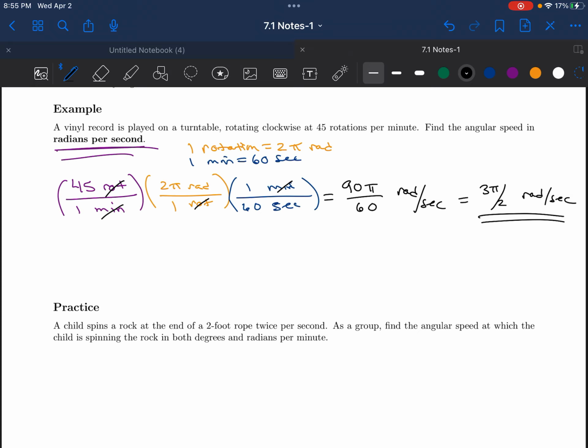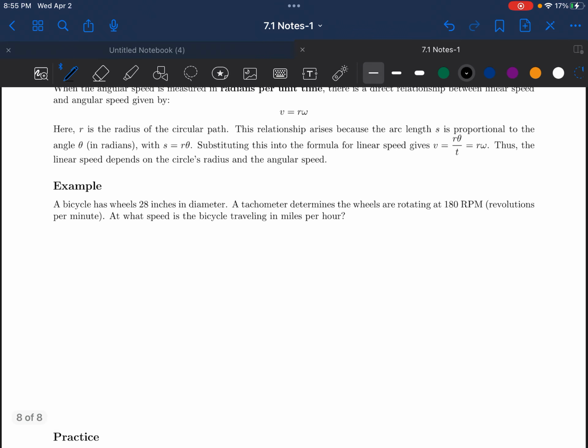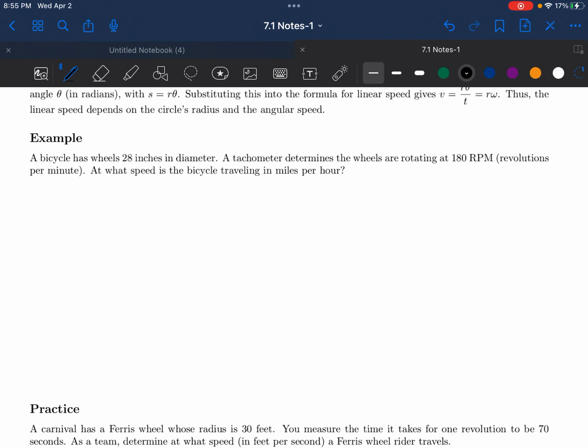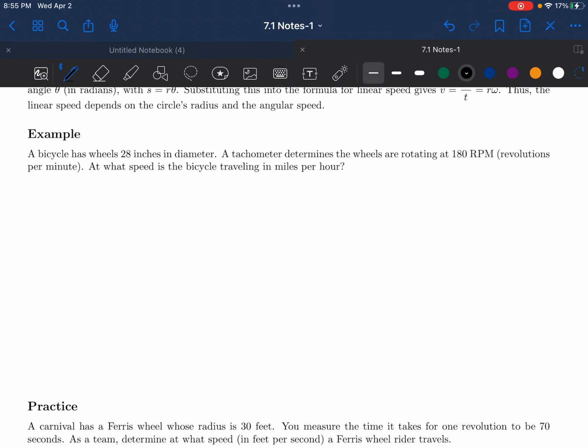All right, so that is angular speed as an example, and then for linear speed, we have a bicycle wheel that's got a 28-inch diameter. Be careful there, being given the diameter, not the radius. And so the first thing we're going to probably need to do is calculate the radius using the diameter.